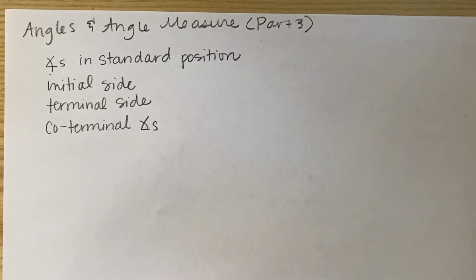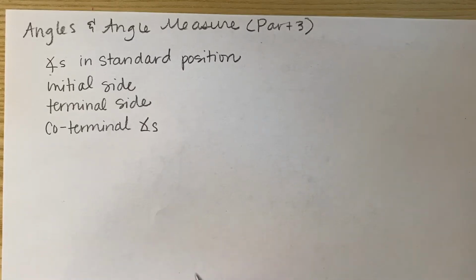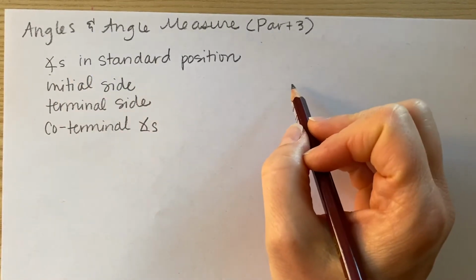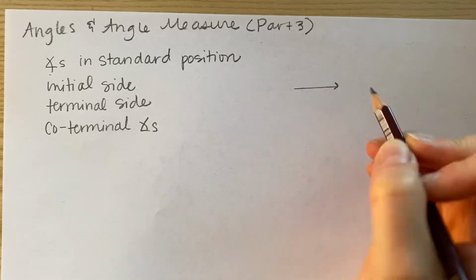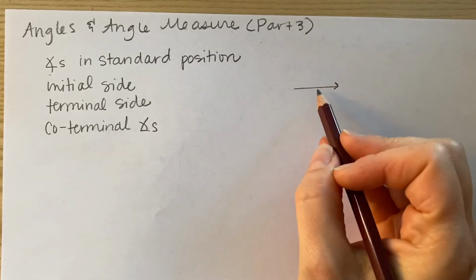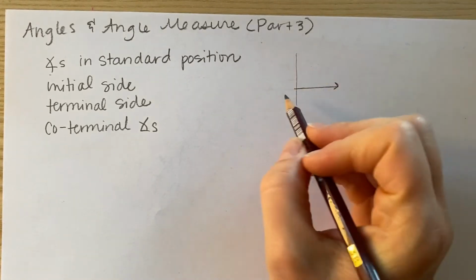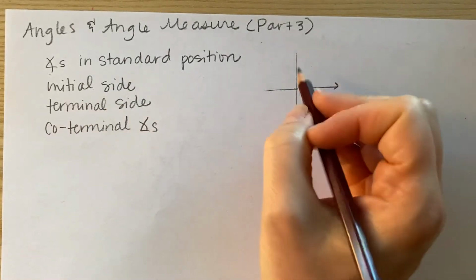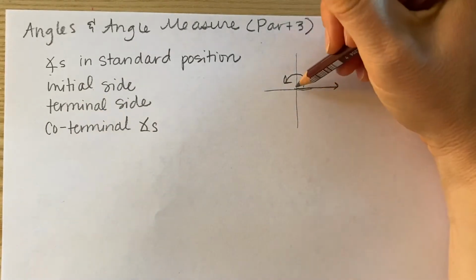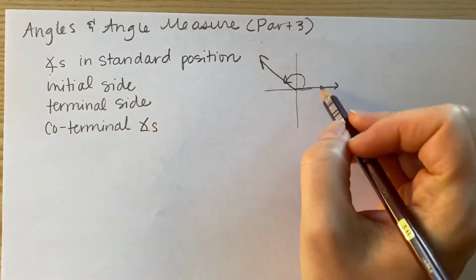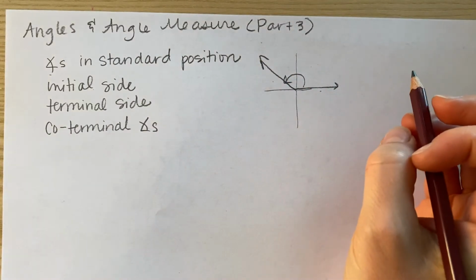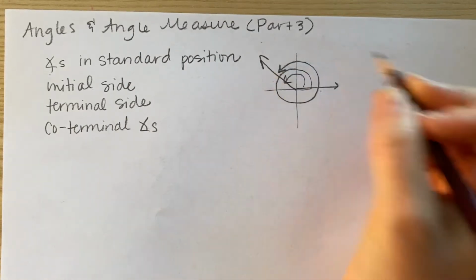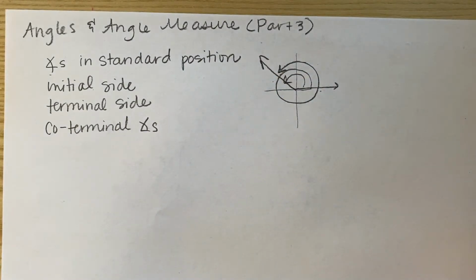So we've been talking about angles and angle measure, and so far we've talked about angles in standard position. That's an angle whose initial side is on the positive x-axis. We've talked about the initial side of an angle and the terminal side of that angle, where the angle begins and where it ends. And we've talked about coterminal angles, angles that start and end in the same place.